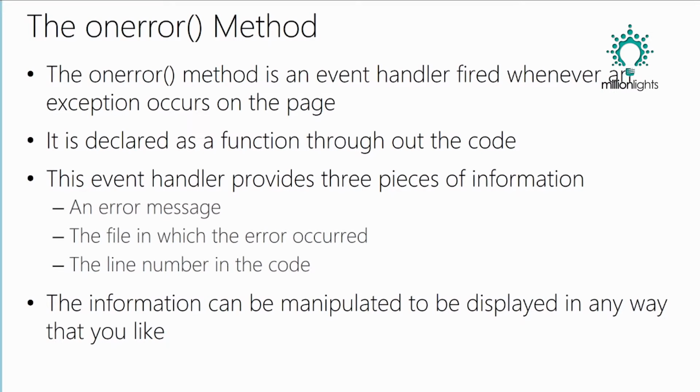And then there's the onError method, which I think is actually pretty cool. The onError method is actually an event handler. What happens is you put it between two script tags, and it'll pretty much fire whenever there's an error. You never have to tell it to go. It just knows. The unique thing about the onError method is it is able to give you an error message, tell you what file the error occurred in, and tell you the line number in the code. Just because you have all this information doesn't mean you have to display it. You can manipulate the onError method to only display what you want to see. So if you only want to see the error message or only the file, you simply manipulate some code and say, hey, console log just this information, and that's it.